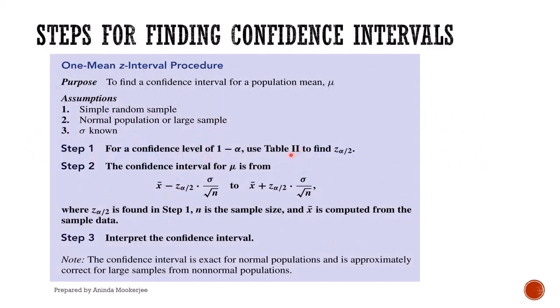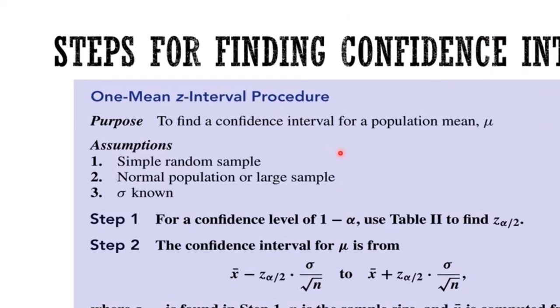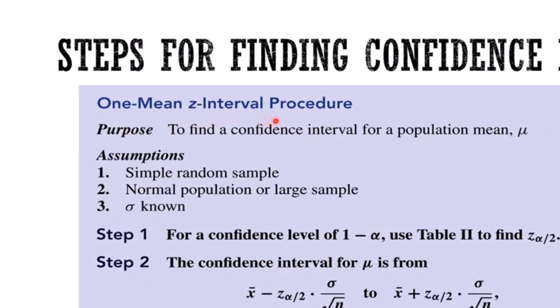Let's go through the steps of finding confidence intervals. The one that we are going to go through now is called the one mean z interval procedure. So the purpose is to find a confidence interval for a population mean mu. Now, in order to be able to use this particular procedure, certain conditions need to be met.